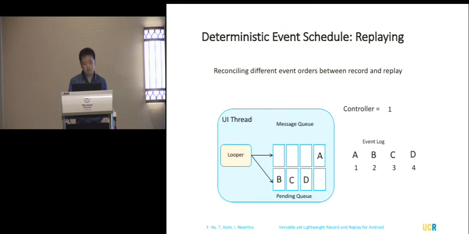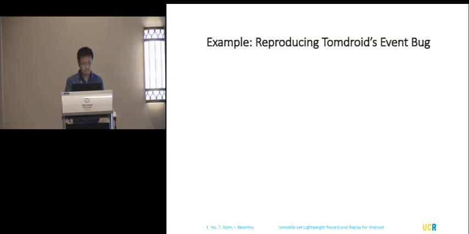in the pending queue. Now A comes, and A's logical order is 1, so we can now execute A. Then we execute events from the pending queue: B can execute now, C can execute now, and D can execute now. By doing it this way, we make sure that all the events on the looper thread are deterministic during record and replay. And this is quite low overhead.